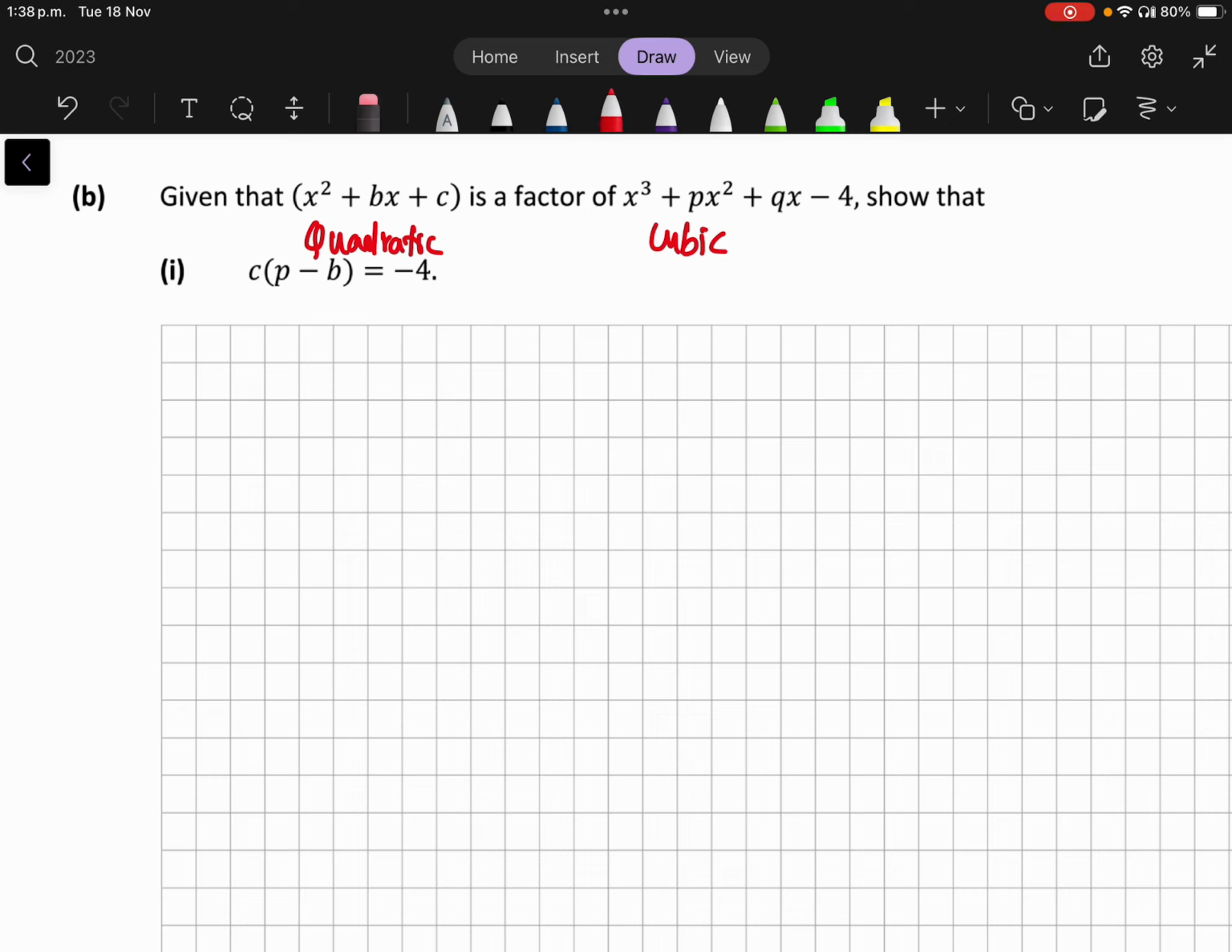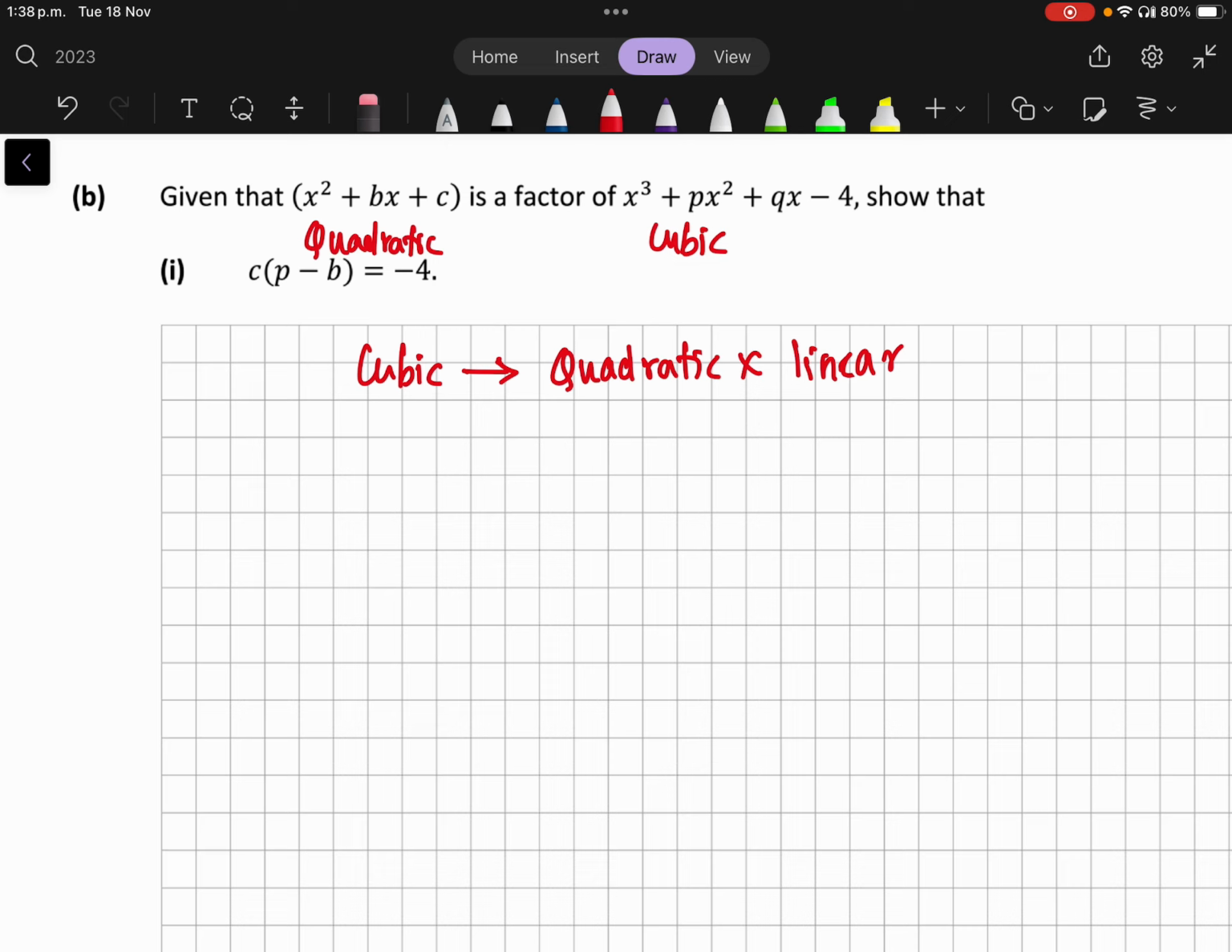The method stems from the fact that if you have a cubic equation, you can factorize it into a quadratic and a linear equation.